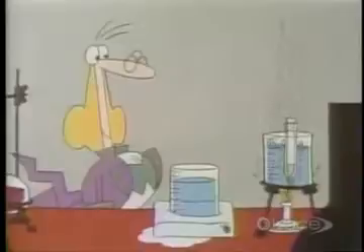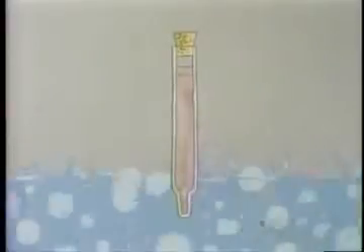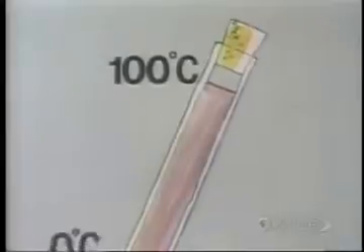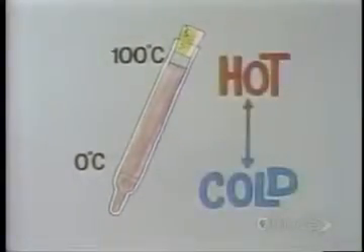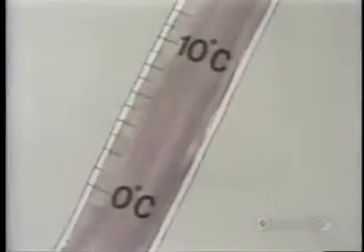Next, he put the tube into some boiling hot water, and the mercury expanded up to here. He marked this boiling point of water 100 degrees Celsius. Now he had a means of measuring the relative speeds of molecules. In other words, the relative temperature or degree of hotness of things.